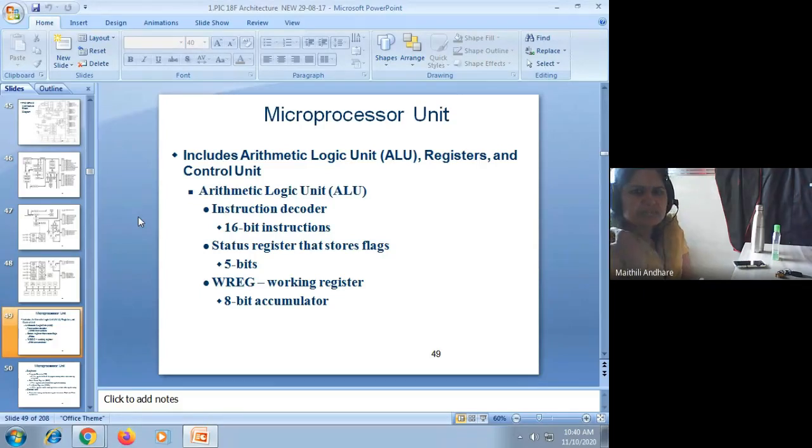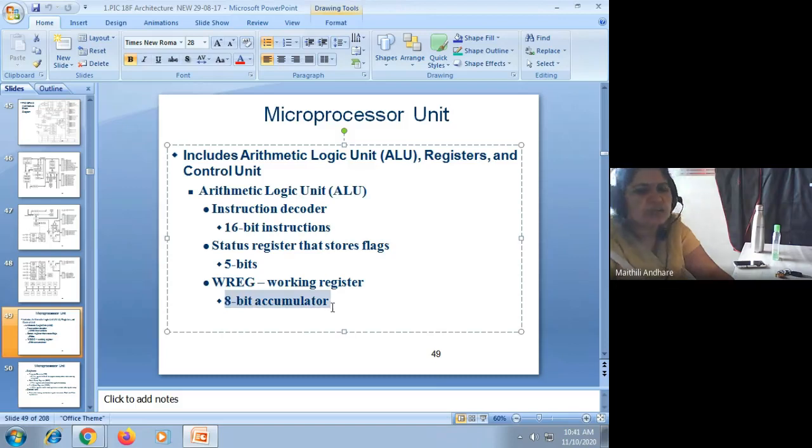As far as this PIC microcontroller is concerned, the arithmetic logic unit is there, and the instruction decoder, so as to decode the instructions; 16-bit instructions are there. Then the status register stores 5 bits, but the status register is an 8-bit register. And the working register, which I told you about, WREG, is called the working register. It is the same as the 8-bit accumulator in the 8051. So you have to correlate the use of the accumulator. While performing an operation, one of the registers should be the accumulator and the data is available in the accumulator. Here, instead of accumulator, it is called a working register or W register.